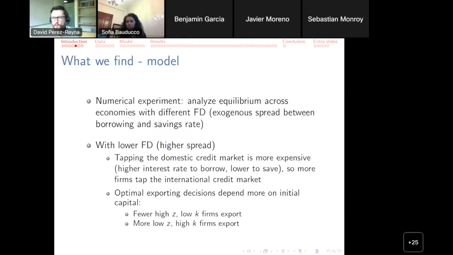So our motivation is to see why we have firms, what's the effect of a depreciation. And what we claim is that financial development plays an important role. And the way we want to see this, which is consistent with what we see in data, is that financial development affects both the decision of which credit market to tap and also the export decision.